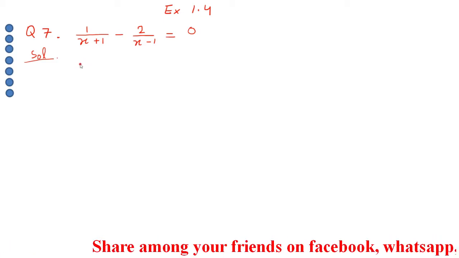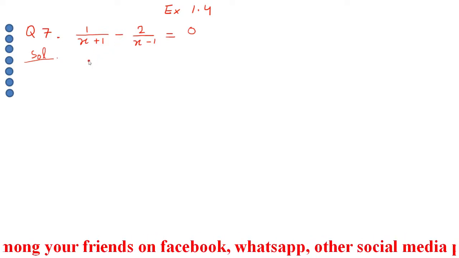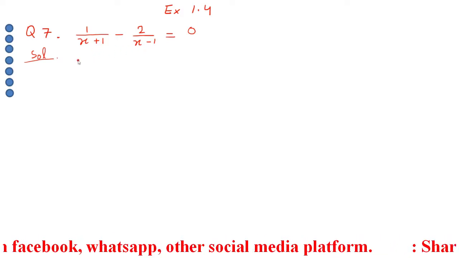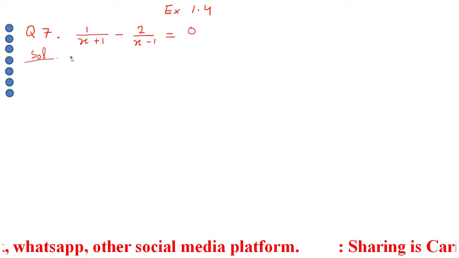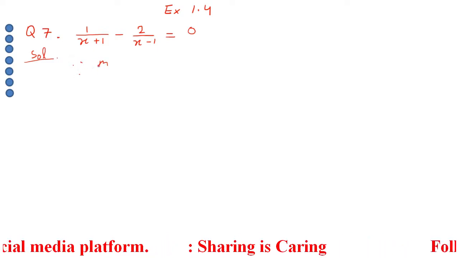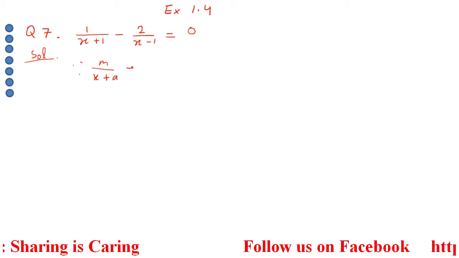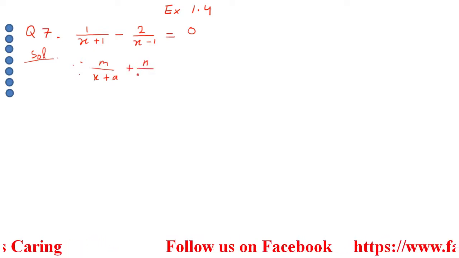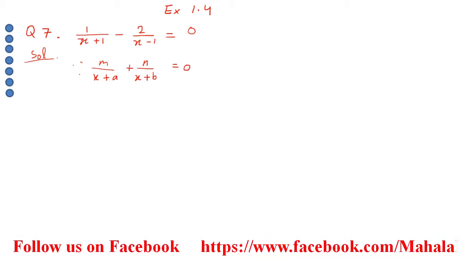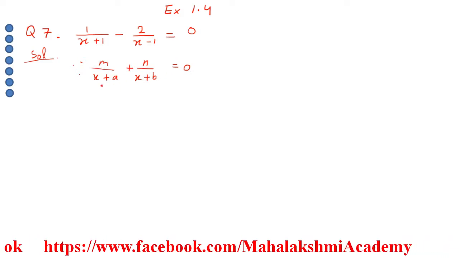So students, as I told you in my previous video, before this exercise some linear equations are given to you which you have to learn. So our question is similar to the linear equation of this format which I am writing here. The format is m upon x plus a plus n upon x plus b is equal to 0. So see, our equation is also like this. So this equation is given before this exercise 1.4.